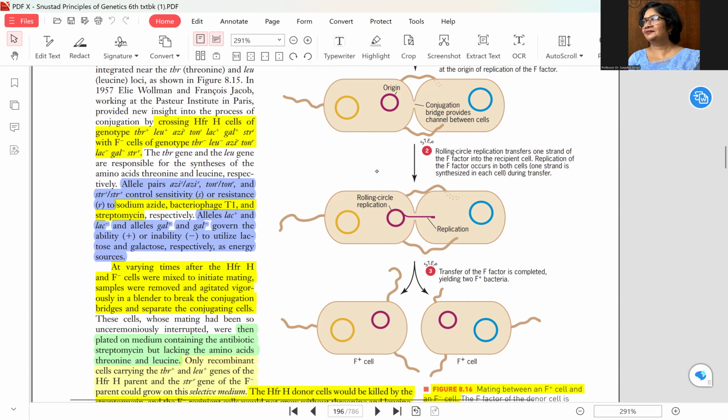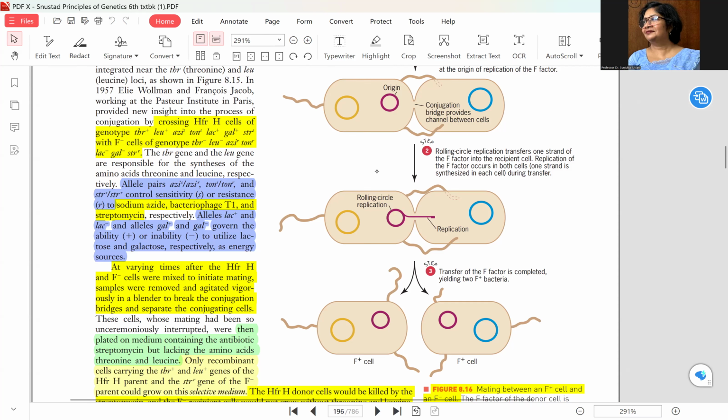So based on your observation, you have to interpret which gene was transferred first. If only one gene was transferred after 5 to 7 minutes of incubation, then you know that that gene was immediately adjacent to the F factor integration site. So you would place that gene first in your gene map.